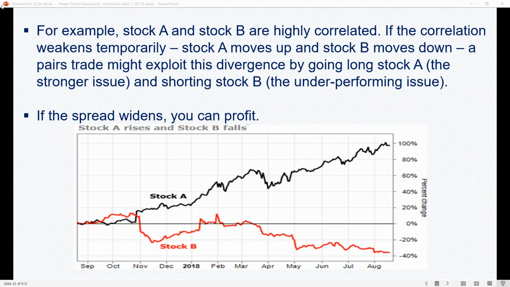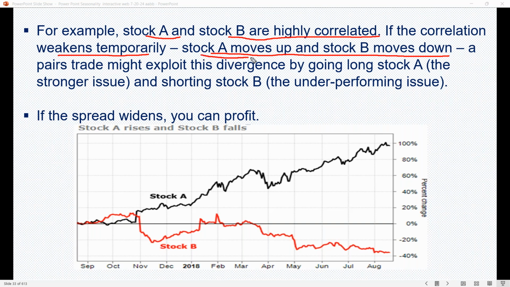So here's just a way to look at it. For example, say you've got stock A and stock B, and they're very correlated; they track each other a lot. If that correlation weakens temporarily, and stock A moves up and stock B moves down, a lot of times earnings will make this correlation change, right? For example, Apple had really strong or really weak earnings, which could deviate from something it's correlated to, like QQQ or XLK. So that's an example.